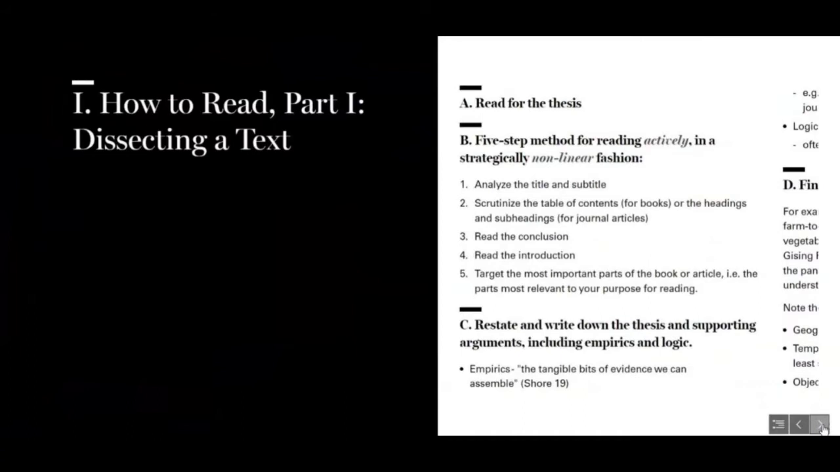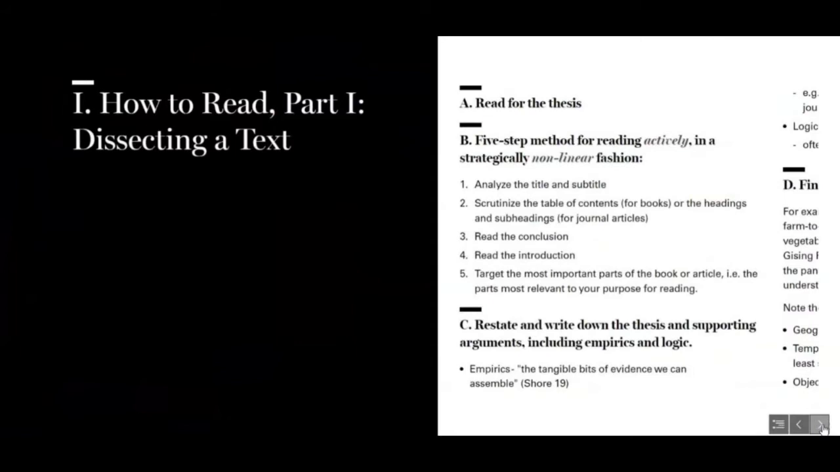Again, you are not just passively consuming what is fed to you, but you're also interrogating it, and you're engaging with it and you're asking questions of it. So in order to develop that facility, Zachary Shore recommends that you restate and write down the thesis and the supporting arguments of the work that you're reading, including empirics and logic.